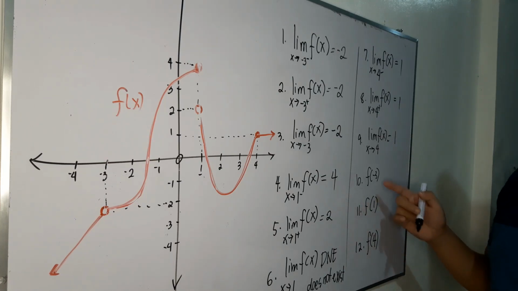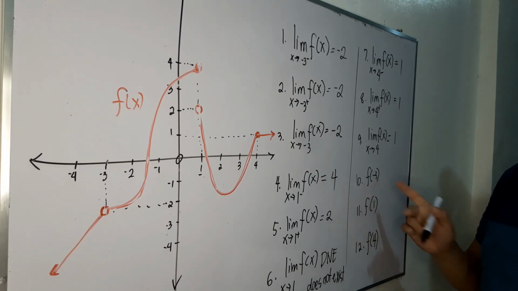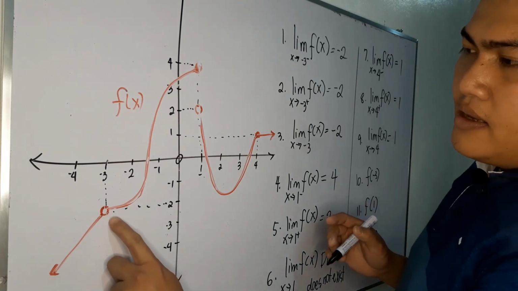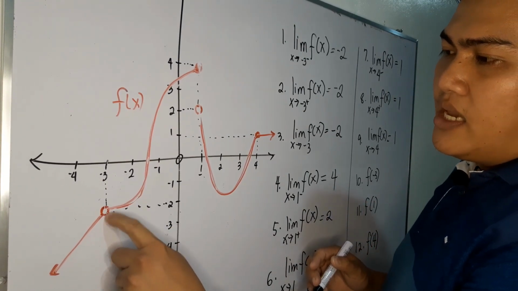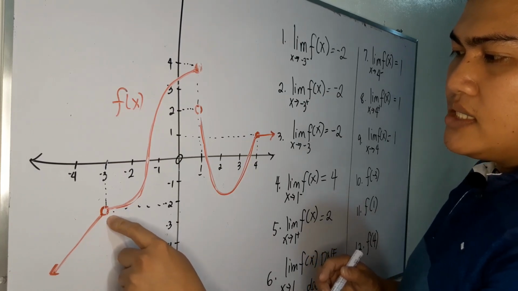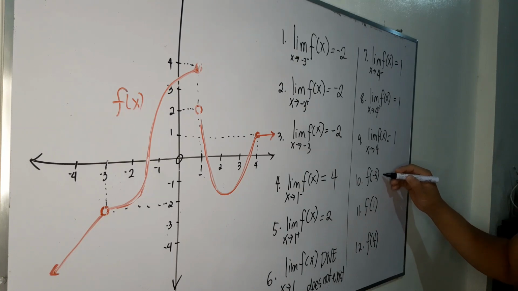How about number 10? F of negative 3. What does this mean? This means that you are looking for the y value when x is negative 3. When x is negative 3, we have a hollow circle here. That means we don't have a point here, so nothing. So we don't have this value. So this is undefined.